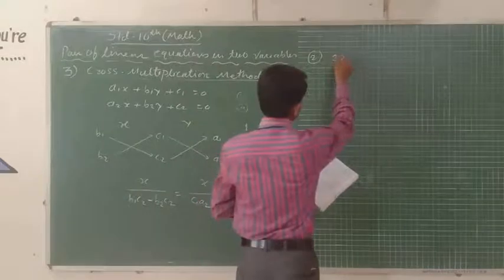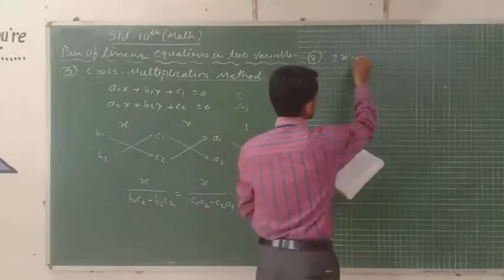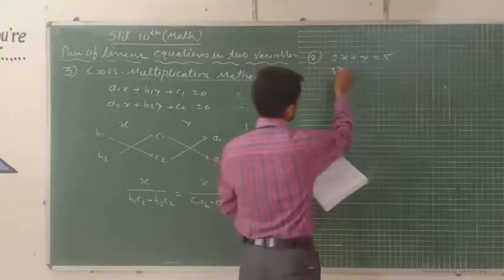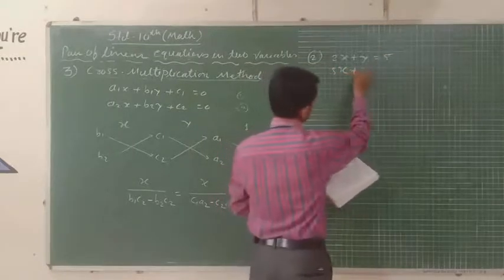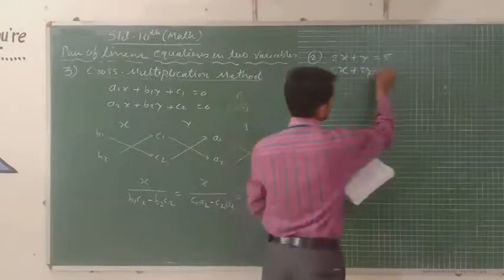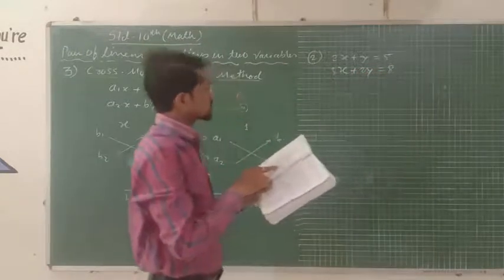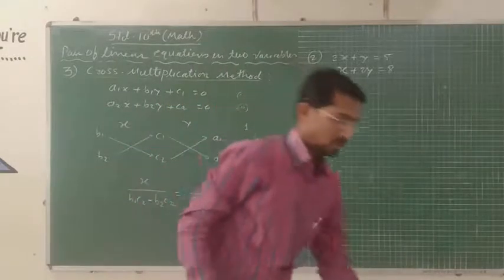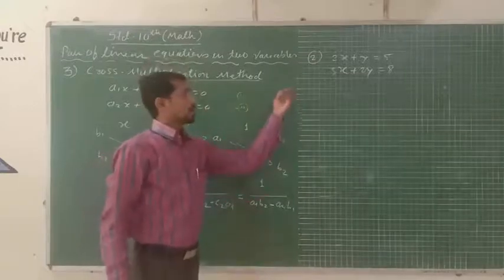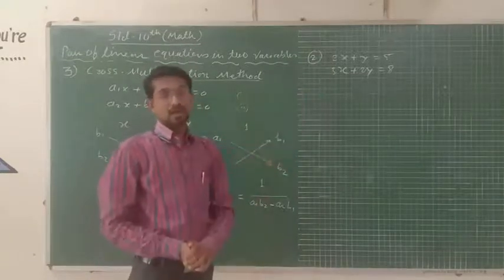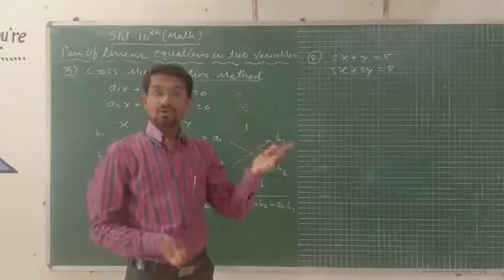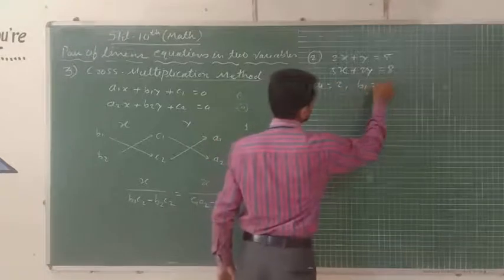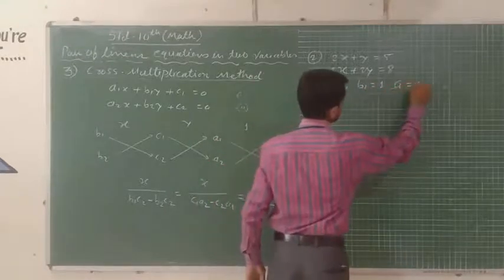That is 2x plus y is equal to 5 and 3x plus 2y is equal to 8. Let us see. First we have to check what kind of pair this is. They are intersecting or non-intersecting, or they are what? Overlapping. So again a1 is equal to 2, b1 is equal to 1, c1 is equal to what?